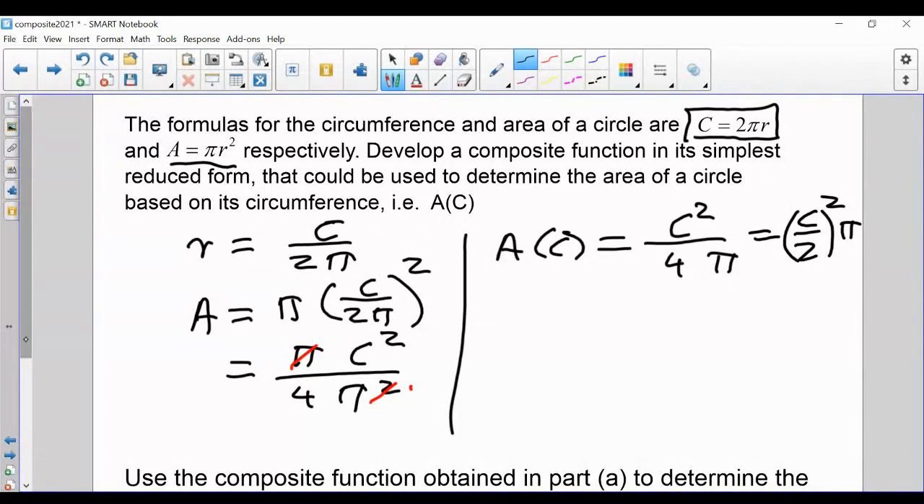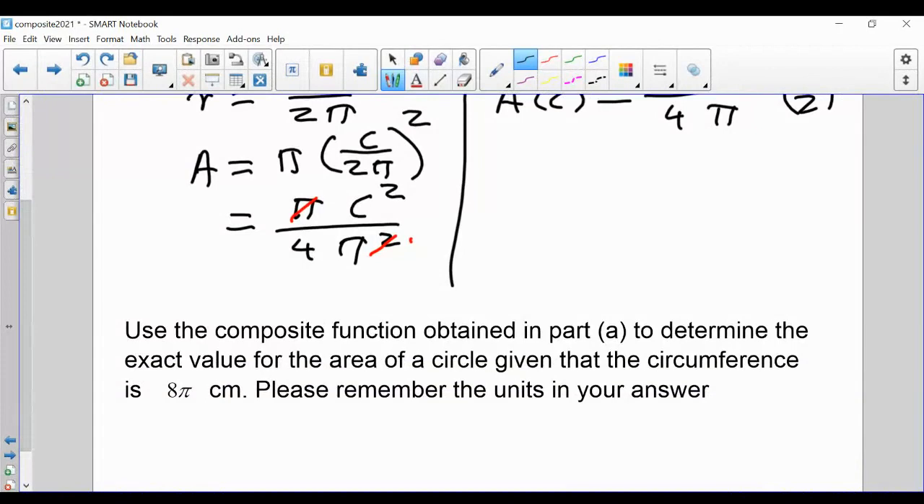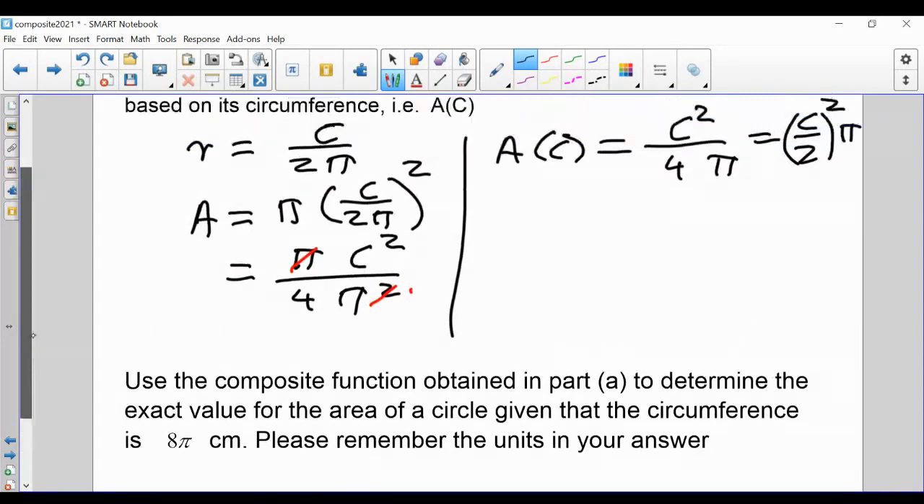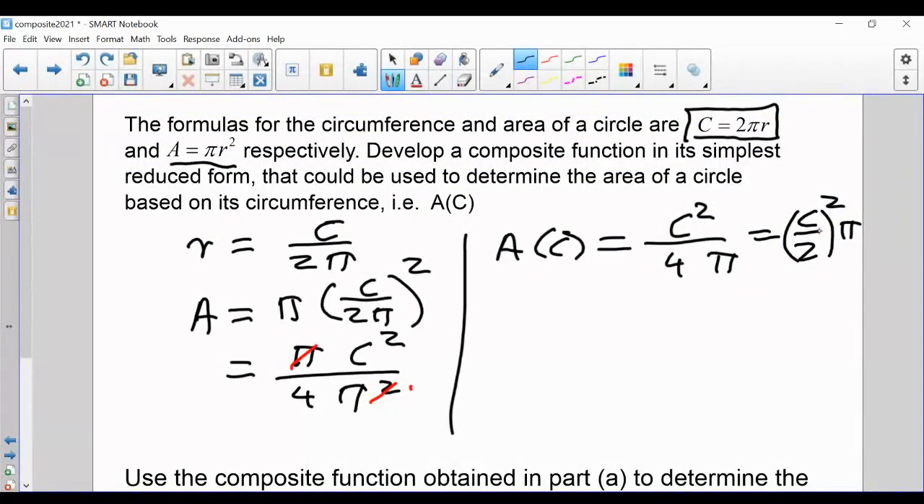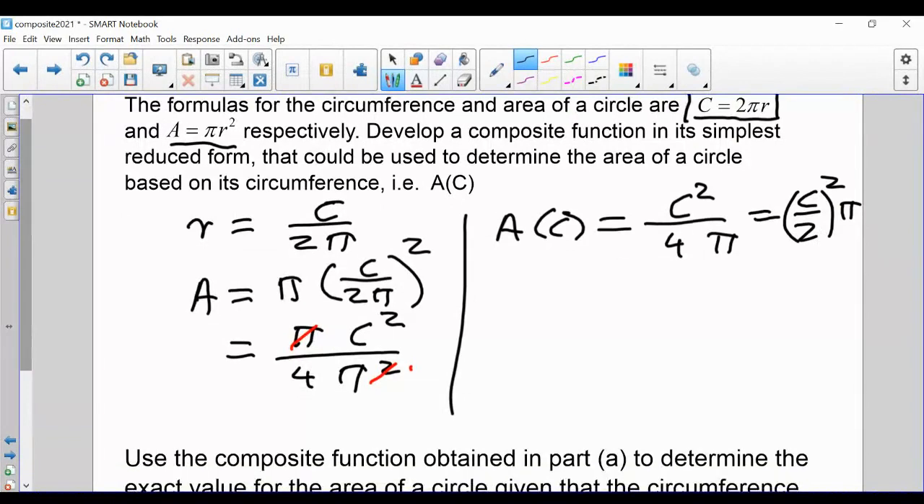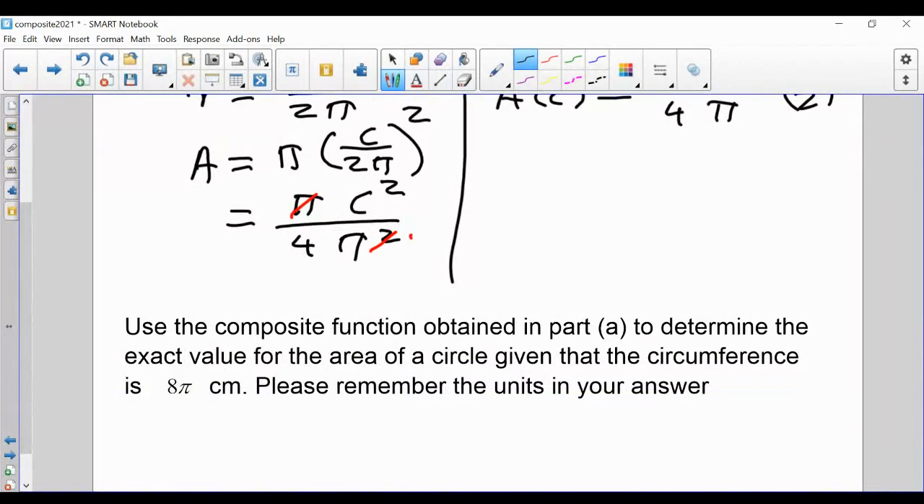So how is this useful? Let's look at the question down here and then we can wrap this up. And then we'll probably have to go over this somewhere tomorrow. As I said, there's no homework tonight, but you do have to submit that homework that we talked about earlier on. Using the composite function obtained in part A, so this is the composite function we got in part A right here, C over 2 squared times pi, right? And that's a function that links circumference directly to area. Give me the circumference now, I can tell you what the area is based on the circumference. So watch what this says. Use the composite function obtained in part A to determine the exact value for the area of a circle, given that the circumference is 8 pi centimeters. Remember the units in your answer.